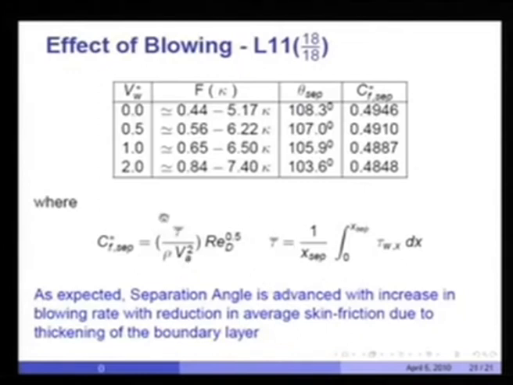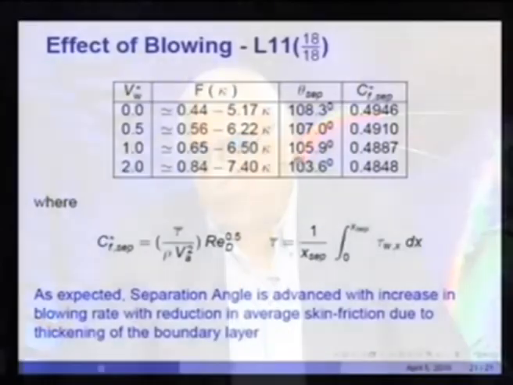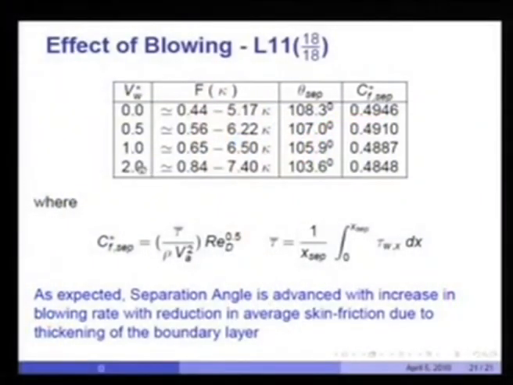Similarly, now consider a cylinder in which there is blowing taking place from the cylinder surface. Then I can curve fit, as I said, f kappa in this manner for different values of V w star, and theta separation for V w star equal to 0 was 108, and that goes on reducing. You will expect that for flow over a cylinder with blowing, the separation would occur at an earlier location, and that is what you see up to V w star at point 2, the separation point has advanced.